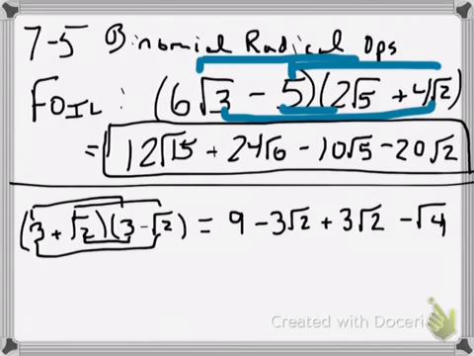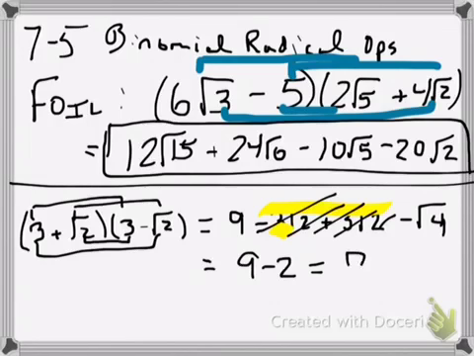Okay, there is some stuff that can simplify here, so let's clean it up. My middle two terms, my negative 3 root 2 and my positive 3 root 2, they actually combine and they cancel because negative 3 and positive 3 gets me 0. Okay? The square root of 4 is 2, so this becomes 9 minus 2, and what do you know? My final answer is a whole number, it's 7.